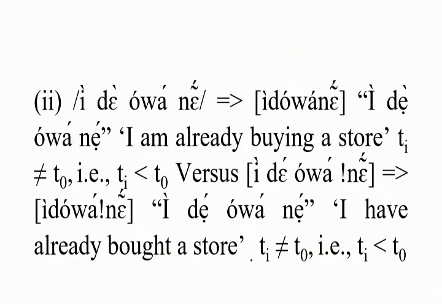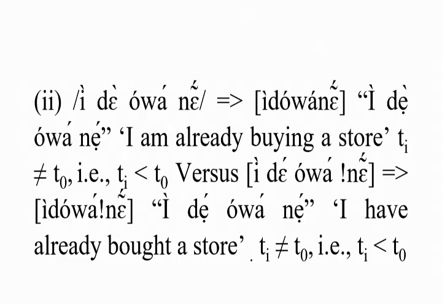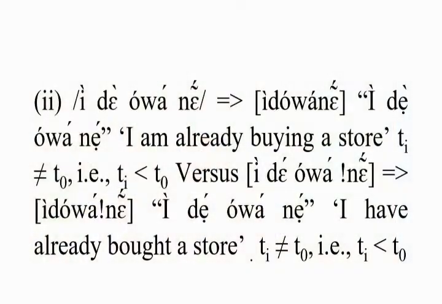Then let us look at this one, the past perfective. Ide owane, I'm already buying a store. Ide owane, not there, the low tone on the verb, as opposed to ide owane, that is, I have already bought the store.